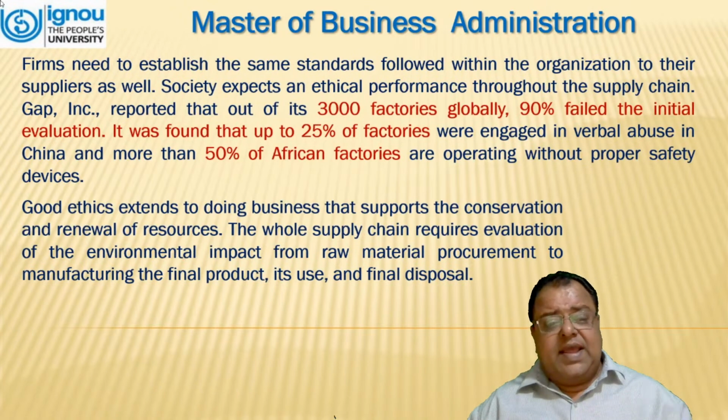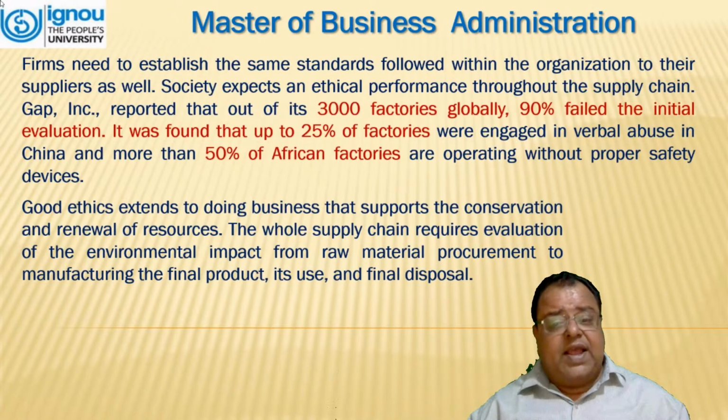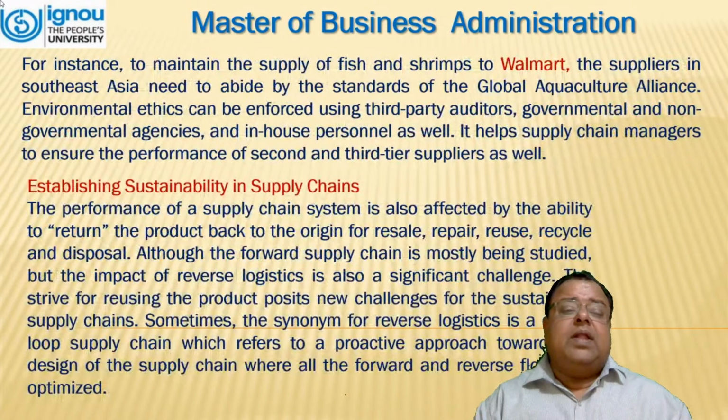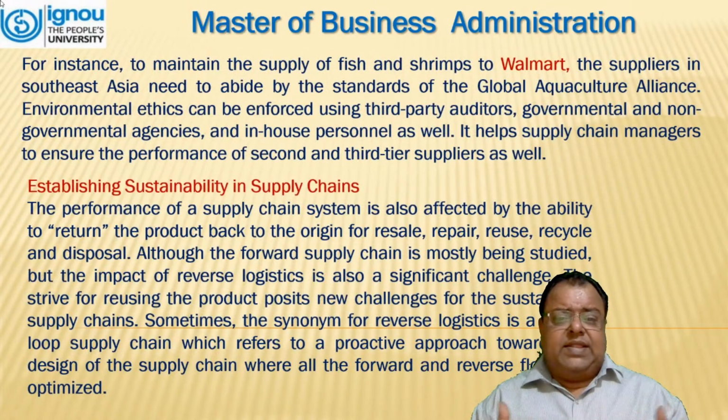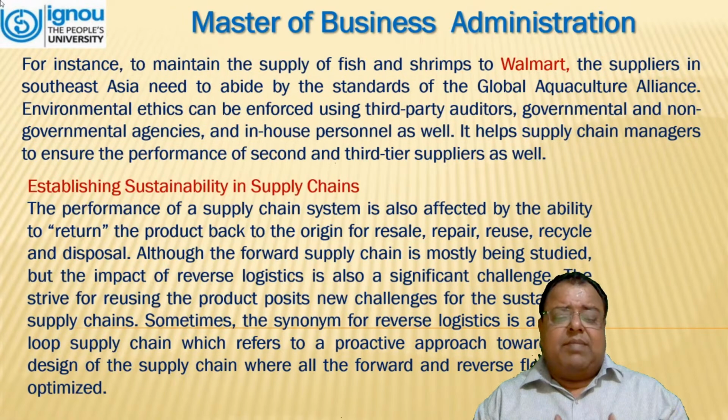Good ethics extends to doing business that supports the conservation and renewal of resources. The whole supply chain requires evaluation of the environmental impact from raw material procurement to manufacturing, the final product, its use and final disposal. For instance, to maintain the supply of fish and chips to Walmart, the suppliers in Southeast Asia need to abide by the standards of the Global Aquaculture Alliance.